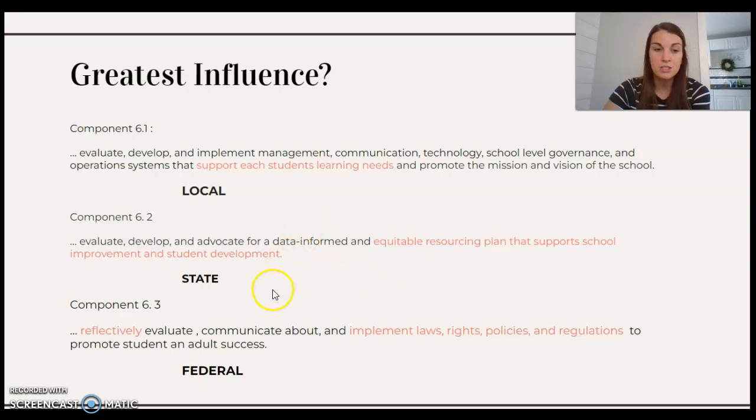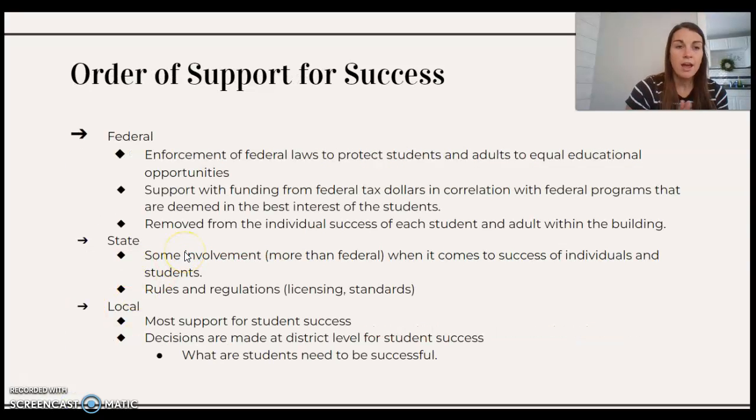And then component 6.3, you effectively evaluate, communicate about, and implement laws, rights, policies, regulations to promote student and adult success. When you start talking about implementing laws and rights and policies, that to me goes straight to the federal level. So all three of those have a different role, but all three of those also fit each standard. So as we do this, we look at the order of support for success.